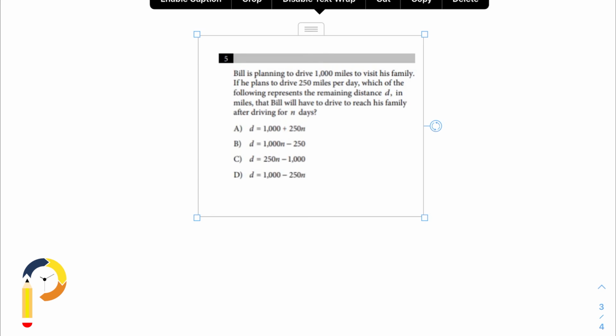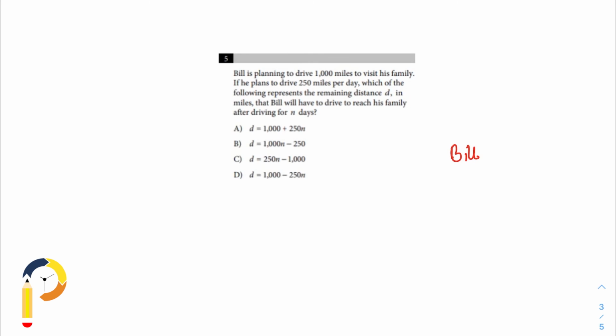So what is given to us? That Bill needs to drive 1000 miles. You can write down here some words. Bill needs to drive 1000 miles, right? What we know there, he drives 250 miles per day. Okay, if he drives for n days, how many miles will he drive? He'll drive 250 times n, right? So after he drives for n days, how many more miles does he need to drive?